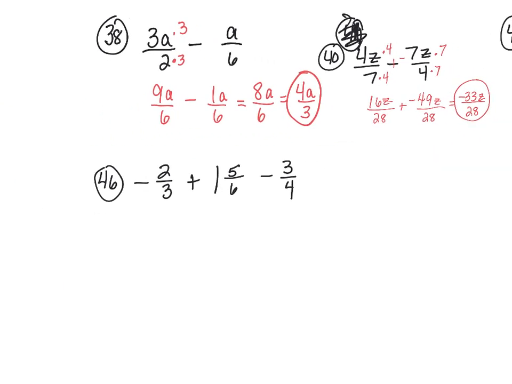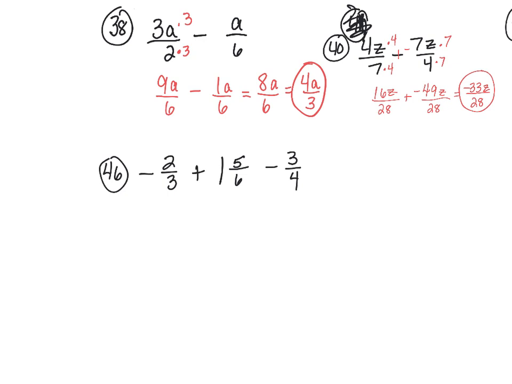46. Look at 46. This is 3 fractions. I'm going to do keep change opposite here. Okay. And I noticed that all of them have a common denominator of 12. So I'm going to make this out of 12. I'm going to make this out of 12. And I'm going to make this out of 12. So this is times 4 times 4. So that's negative 8/12. That's times 2 times 2. That's 10. Times 3 times 3 is negative 9.